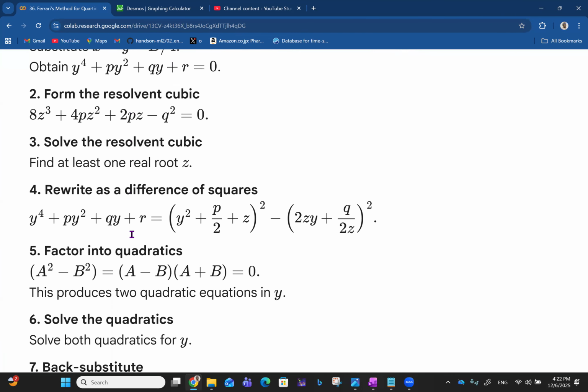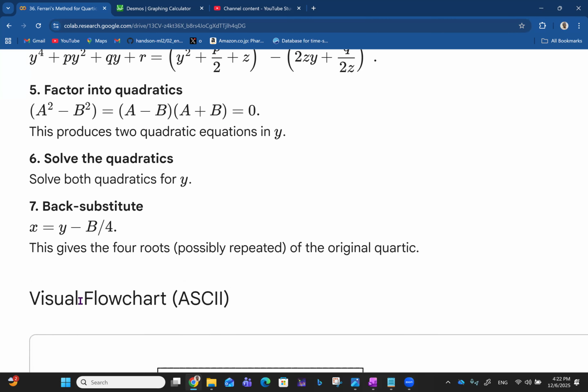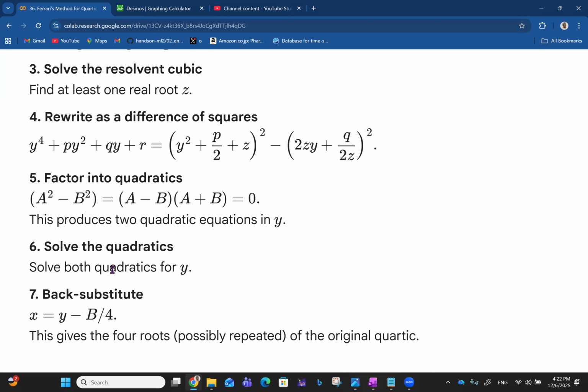Then step 2, you form the resolvent cubic, which is something like 8z cubed plus 4pz squared plus 2pz minus q squared equals 0. Then you solve the resolvent cubic and find at least one real root z. So we write it as a difference of two squares, like what you have here. Then you factor into quadratics, that's a squared minus b squared, which is a minus b into a plus b equals 0. So this produces two quadratic equations in y. Then you solve both quadratics for y. Then step 7, back substitute: x equals y minus b over 4. So this gives the 4 roots, possibly repeated, of the original quartic.